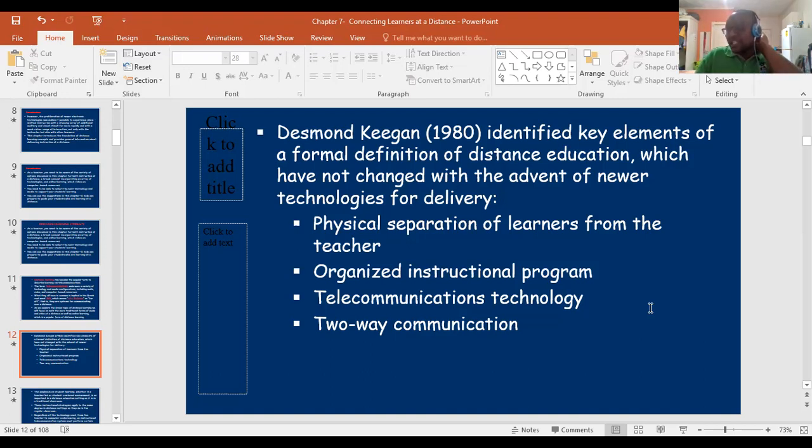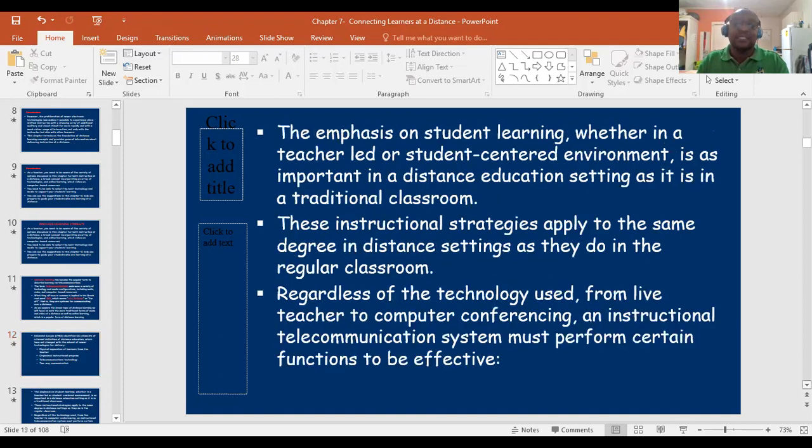And then telecommunications technology, the use of devices, right? That would enhance the communicability between the learners and the teacher, regardless of where they actually are. And lastly, that it's a two-way communication. Even if we are not seeing each other physically, there's that communication that goes on between the teacher and the learner. So these are the elements that he actually proposed as early as 1980.